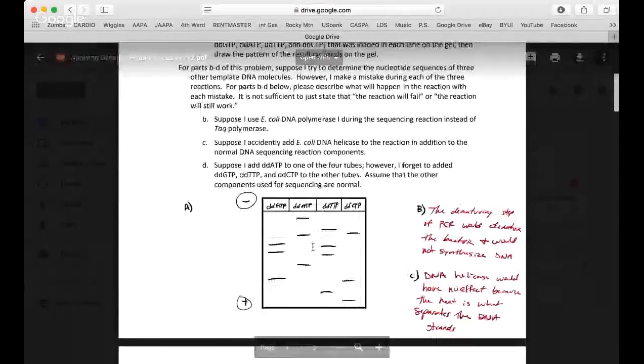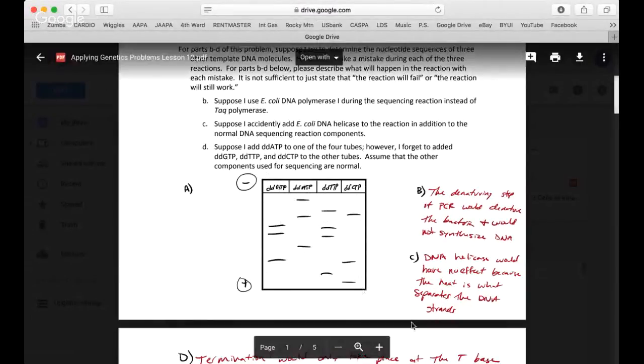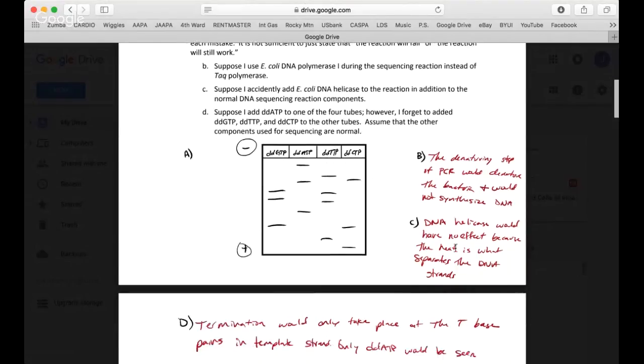So going through number one, that's a diagram that we had with the positive at the bottom, negative at the top. And you can see each one. So this has 3, this has 3, this has 4, and the last one has 3. For B, it'd be the denaturing step of the PCR would denature the bacteria and would not synthesize the DNA.